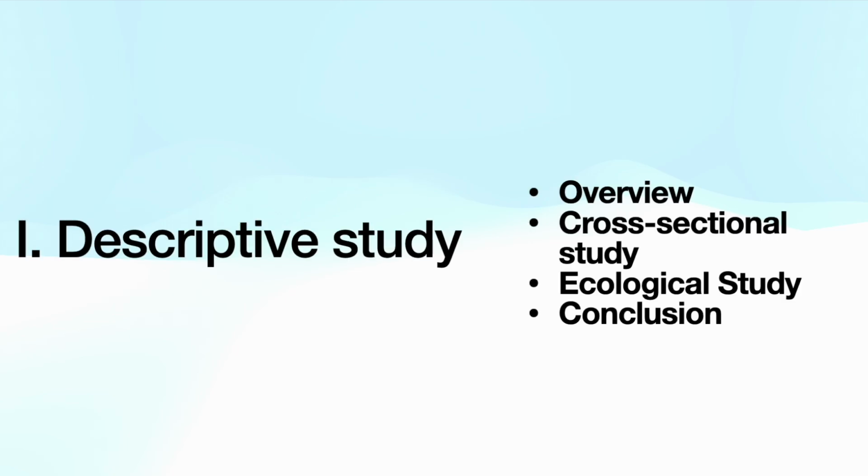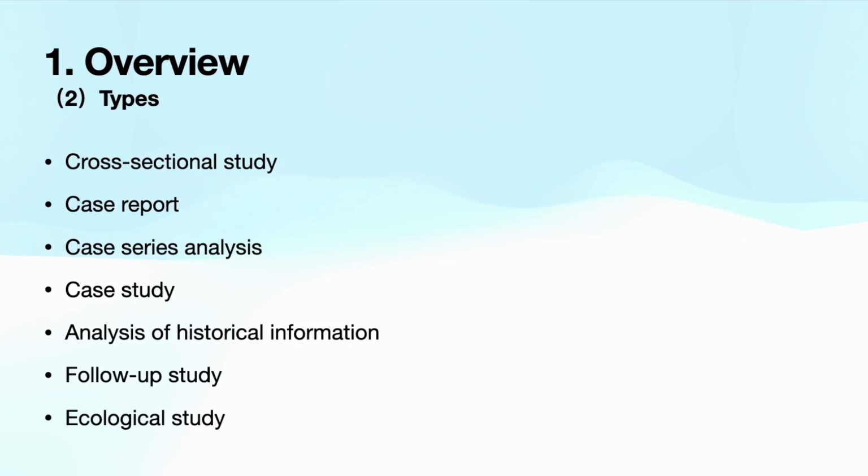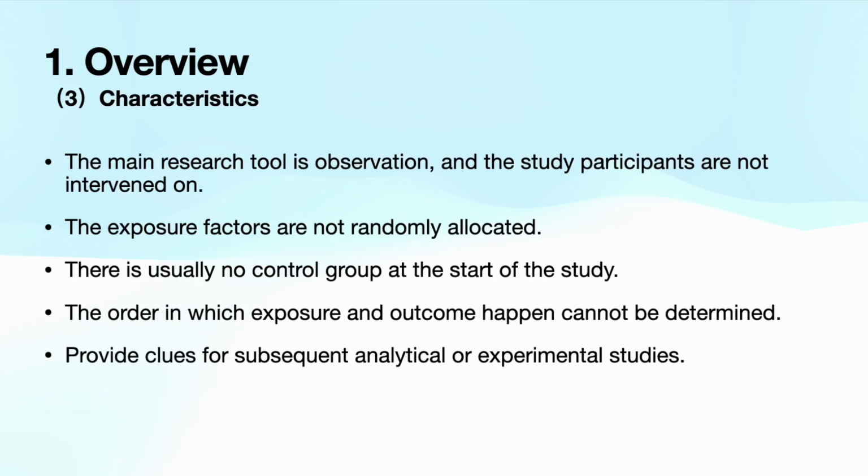The first one is descriptive study. As my mouse moves around, the small catalog for this module appears. The descriptive study has several types. The first one is cross-sectional study, and it's the kind of research we will be focusing on later. And case reports, case series analysis, case study, analysis of historical information, follow-up study, and ecological study.